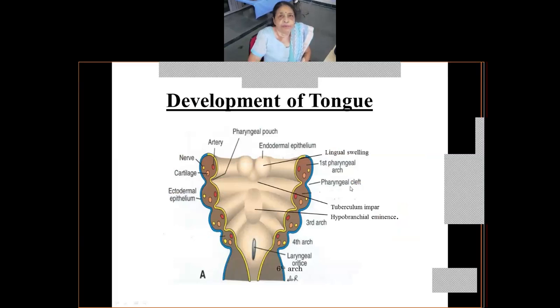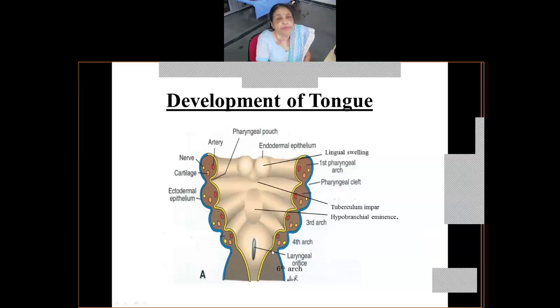Now come to the development of the tongue. The tongue is also developed from the branchial arches. Suppose this is the first arch, that is the mandibular arch. This is the second arch, that is the hyoid arch. The third arch is supplied by the glossopharyngeal nerve. And this is the fourth arch, and the sixth arch. Here they have shown the first, second, third and fourth arches. This is the sixth arch, and in between them there is no fifth arch.